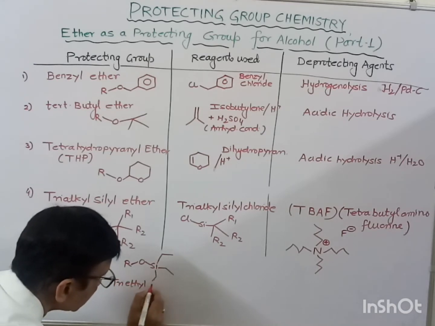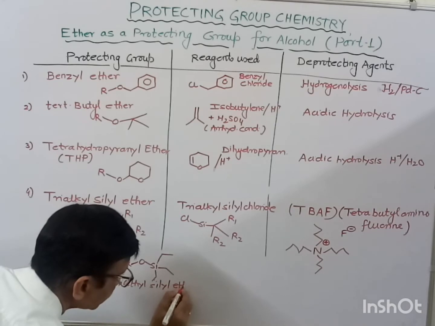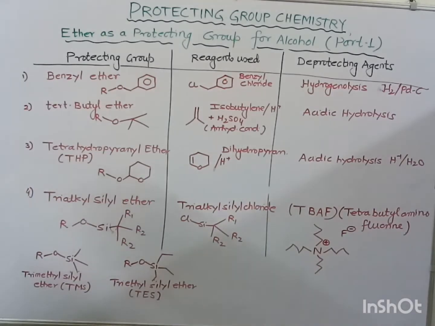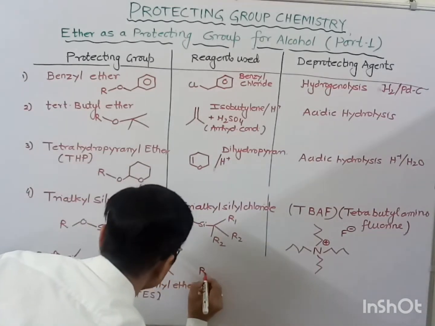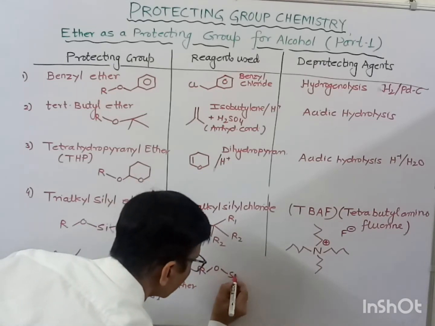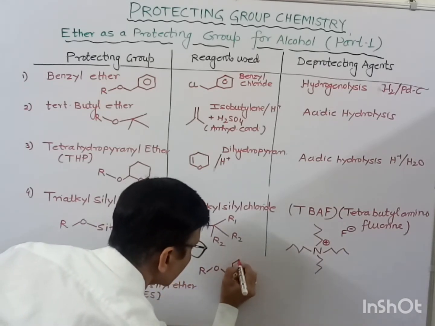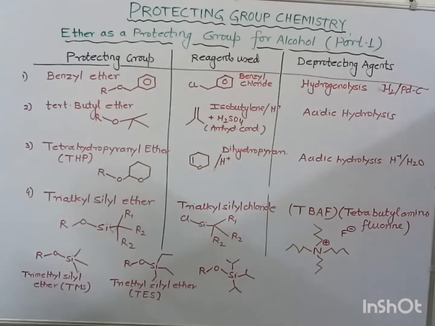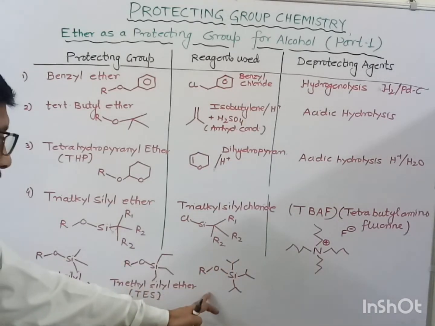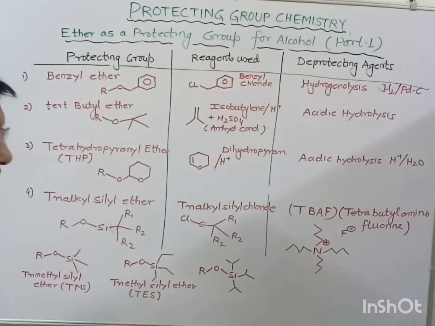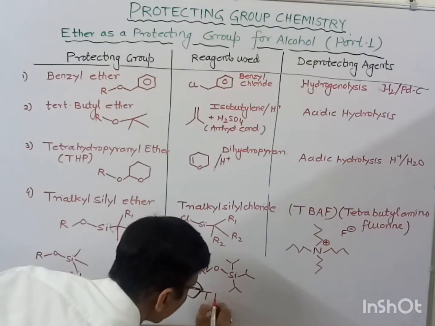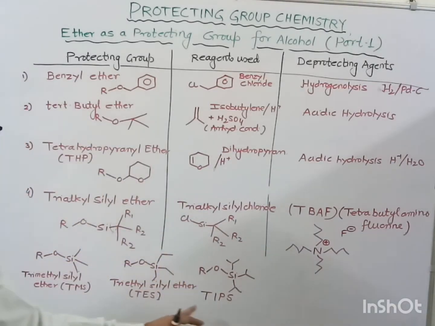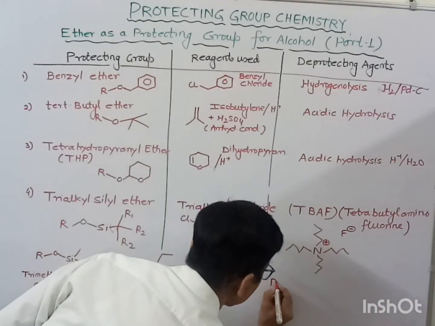Triethyl silyl ether, TES. In the same way, suppose we have an isopropyl group. If isopropyl groups are present, then it is triisopropyl silyl ether, TIPS. So we have TMS, TES, TIPS, and then another one.